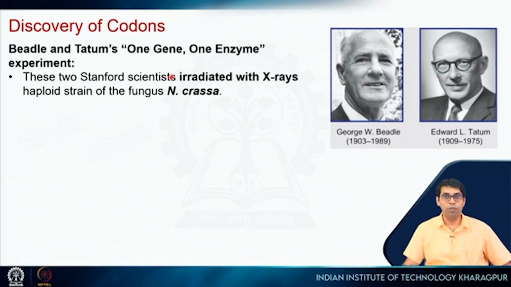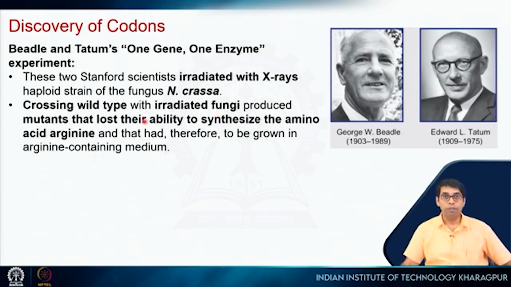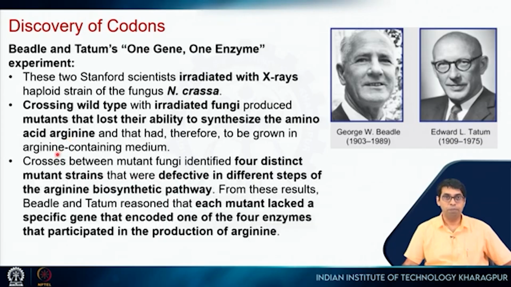So they were at Stanford, and what they did was they irradiated X-rays on the haploid strains of the fungus Neurospora crassa, right? So if you take the wild type fungus and this irradiated fungi, and then you cross them, what they found was that they were able to produce mutants. So they were selecting for these mutants which had lost their ability to synthesize the amino acid arginine, which means that if you want to grow this mutant, you have to supply arginine in the growth medium, and only then it will grow, otherwise it will not grow. So that way you can select for this type of mutants.